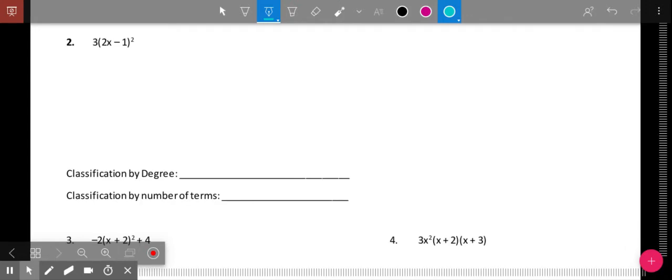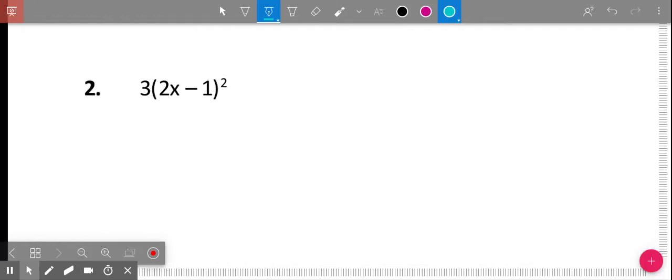Now I have 3 times (2x minus 1) squared. So this one is very similar to the one we just did, only now I have this coefficient up front. So remember your order of operations. You have to do your exponents first. So the very first thing we're always going to do is expand.